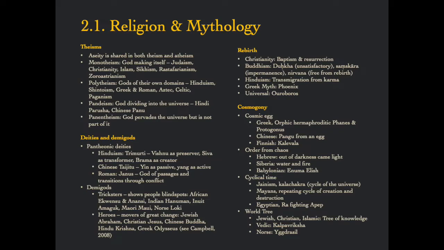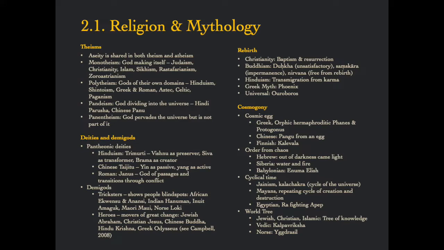And the Mayans having their repeating cycles of creation and destruction as well. And then the Egyptian Ra fighting Apep every day as the sun sets into the darkness and then rises again. And then, of course, we have the world tree, and this is another universal symbol that's all over the place. So some examples would be in the Jewish, Christian, and Islamic concept of the tree of knowledge, the Vedic Kalpa Vriksha, and the Norse Yggdrasil.